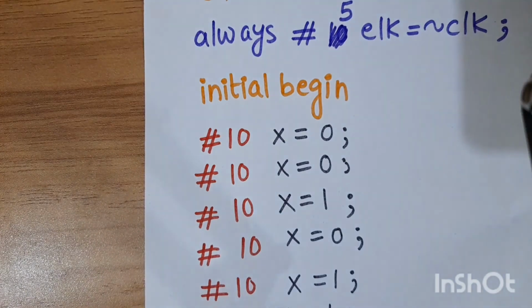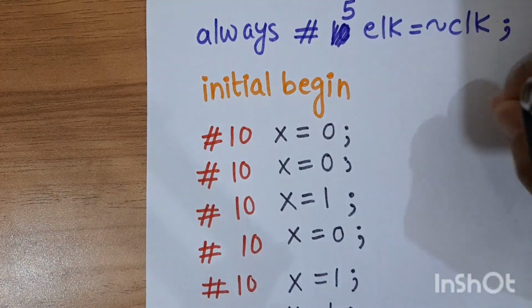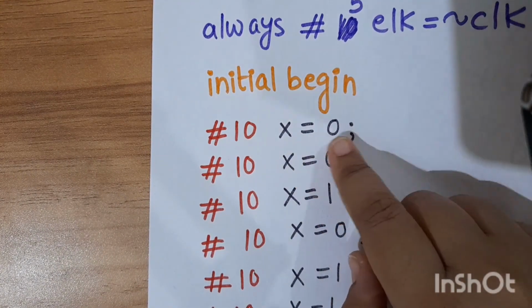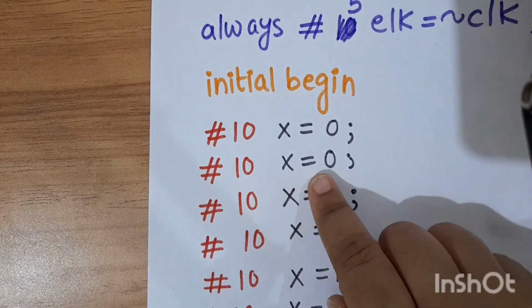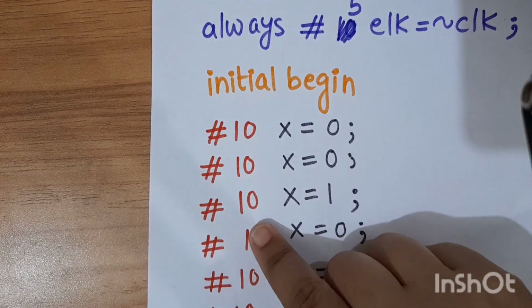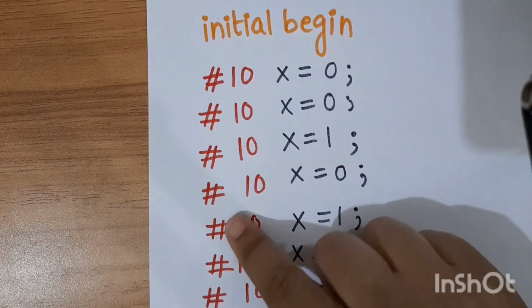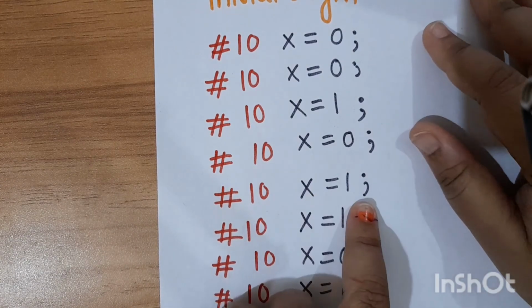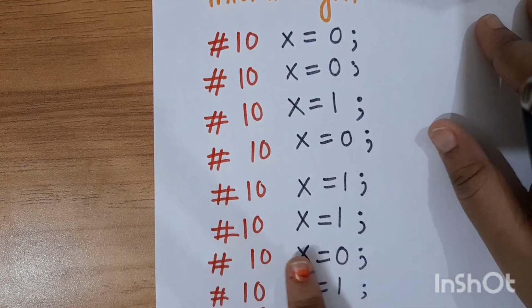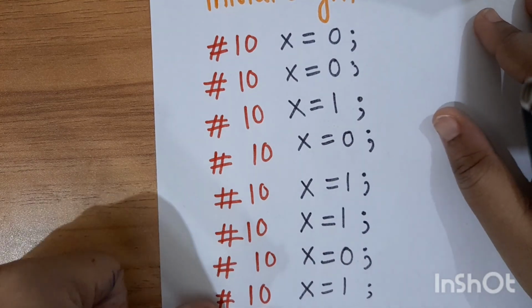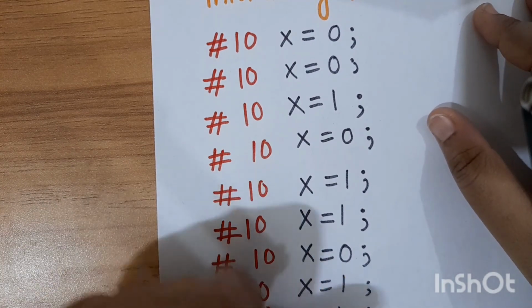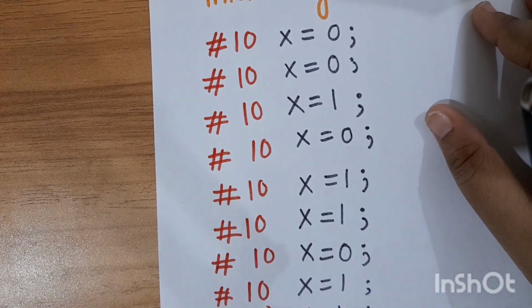After every 10 nanoseconds or 10 time units, I am sending the input X. So X is equal to 0 semicolon. After 10 units, X is equal to 0 semicolon. After 10 units, X is equal to 1. After 10 units, X is equal to 0. After 10 units, X is equal to 1. After 10 units, X is equal to 1. After 10 units, X is equal to 0. After 10 units, X is equal to 1. After 10 units, X is equal to 1. This is the input stream I have sent.